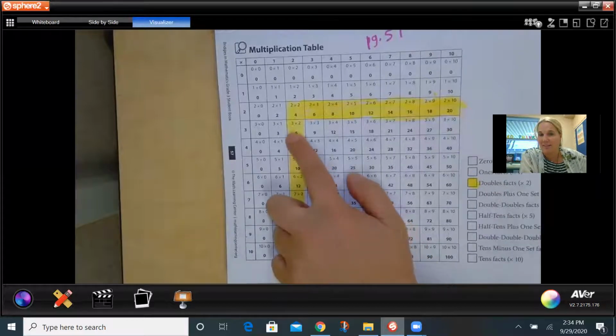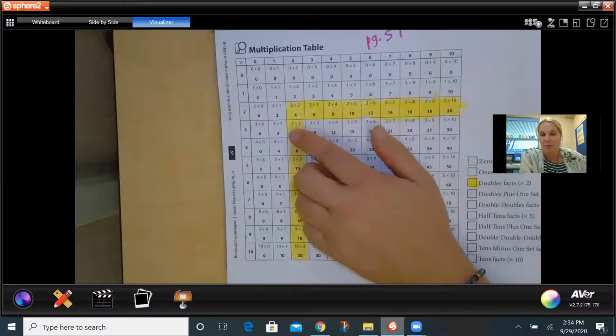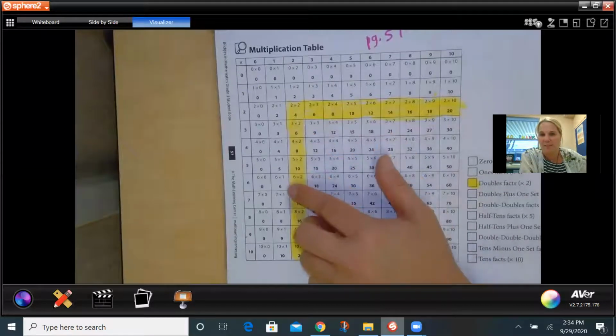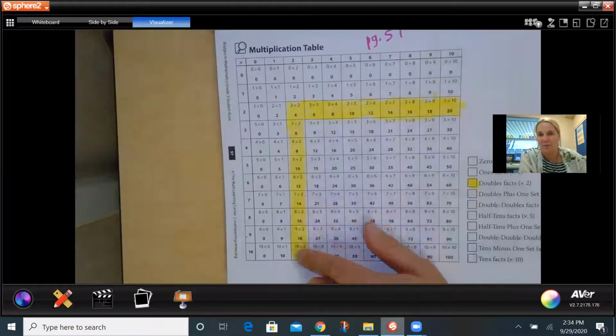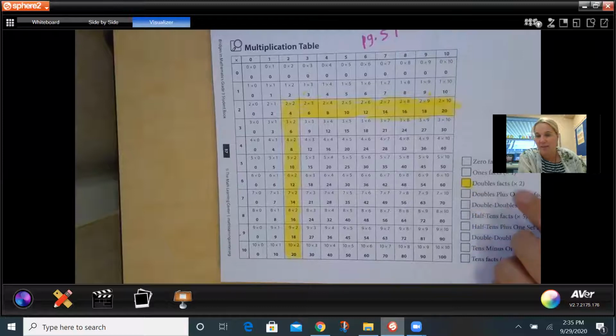Same thing down here, guys. Remember, we can always flip-flop. 2 groups of 3 is the same as 3 groups of 2. So we have 3 plus 3, 4 plus 4, 5 plus 5, 6 plus 6. Awesome. So today, the only thing we're coloring today is the yellow doubles facts, which is anything times 2.